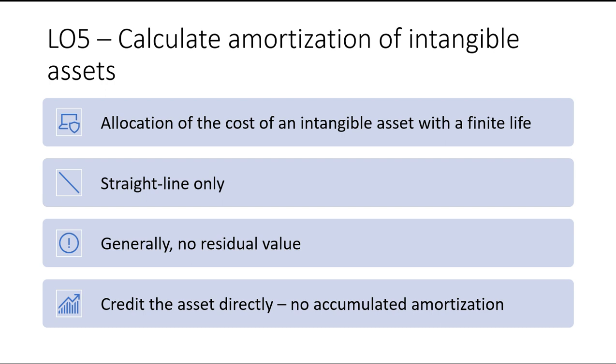You're just taking the cost of, say, the patent and dividing it by its useful life, and that gives you your amortization. We also don't have an accumulated amortization account. We just credit the account directly. So if you were amortizing a patent, you would debit amortization expense and you would credit the patent directly.